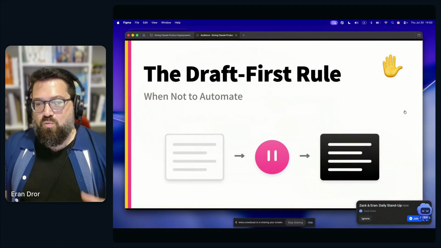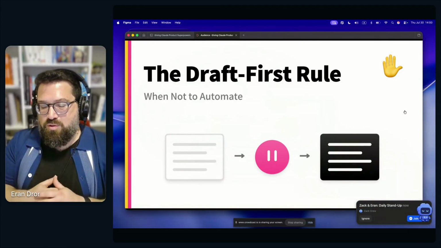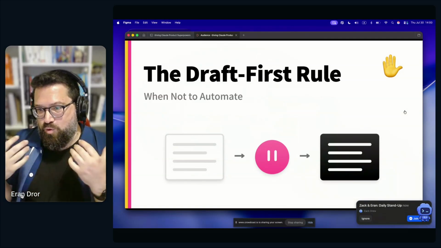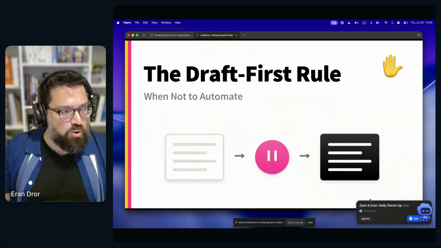And you always want to draft first, right? So don't automate before you've tried a skill a couple of times to make sure that it works.